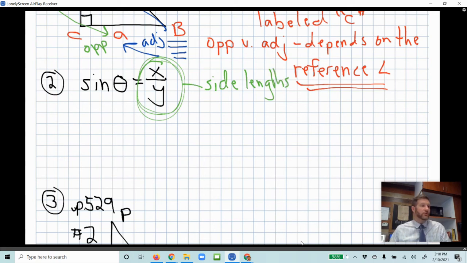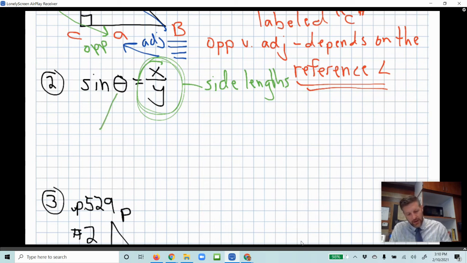Okay, so if it's written as a fraction, the side lengths are always there. Your x and y, maybe they're a, b, or c. They could be various letters at times. But if it's written on the other side of the equal sign, away from the ratio name, in this case sine, those x and y have to be side lengths.